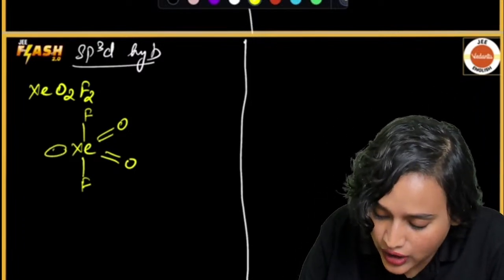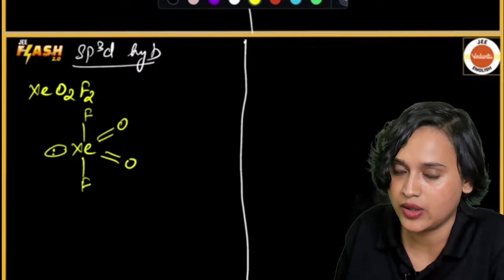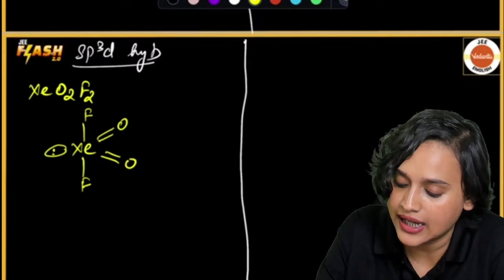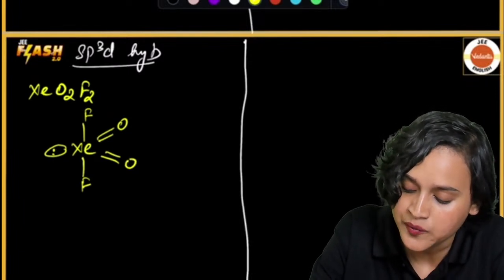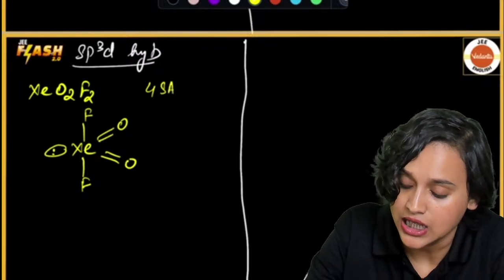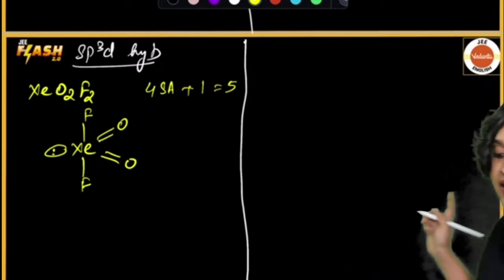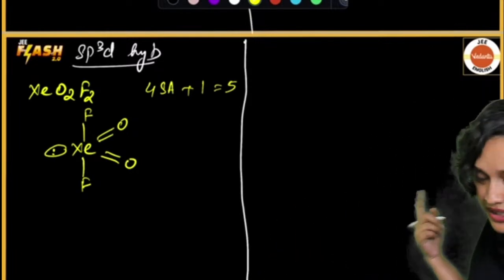We still have a lone pair here. Now calculate the steric number, everybody. How many surrounding atoms do you have? For xenon, you have 4 surrounding atoms, plus one lone pair, which gives you 5 as a steric number. If it is steric number 5, that means sp3d hybridization.